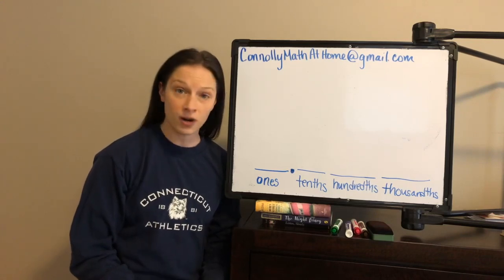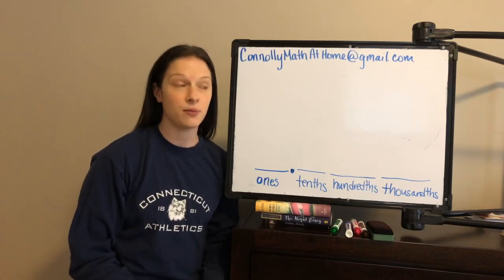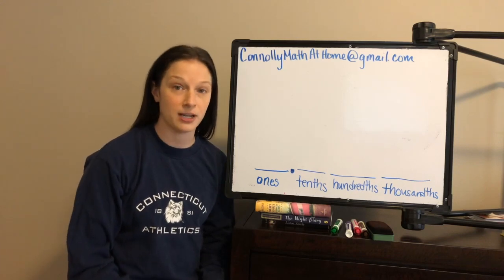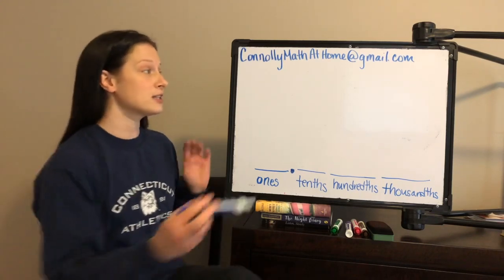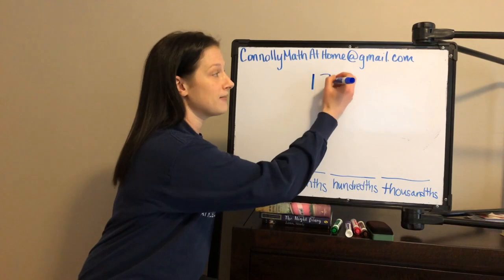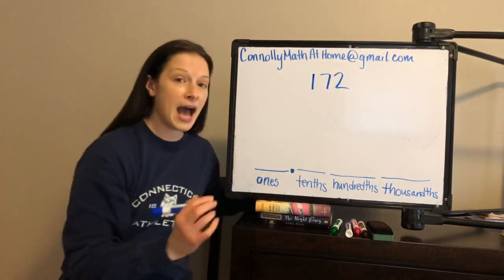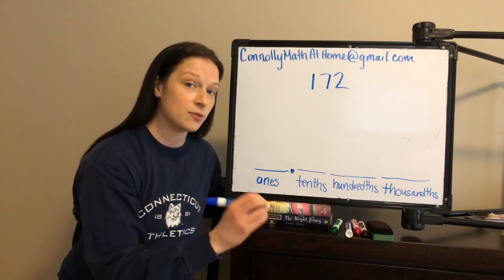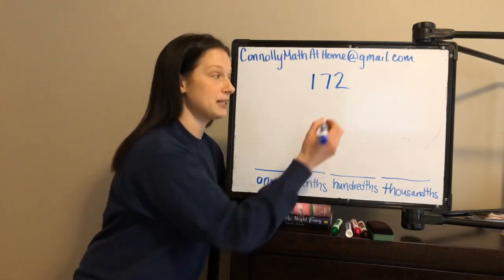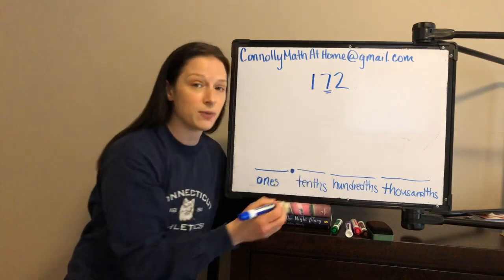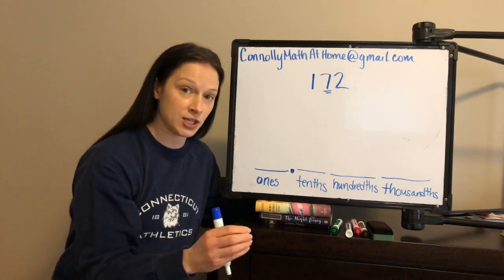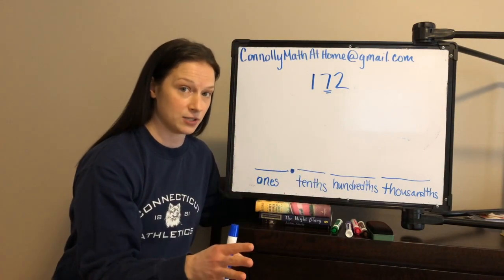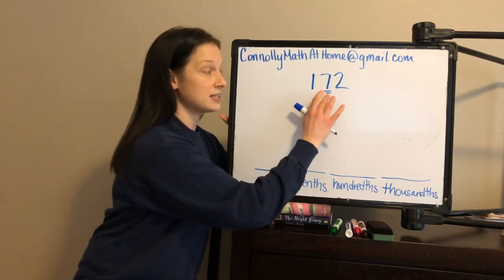Okay, so before we get into rounding decimals, I want to remind you what you already know about rounding whole numbers. All right, so let's look at the number 172. I'm going to have us round to the nearest 10, okay? So when we think about the nearest 10, we're going to be thinking about the tens place, so I always want you to identify which digit is in the place that we're rounding to, okay? So we're thinking about this here.